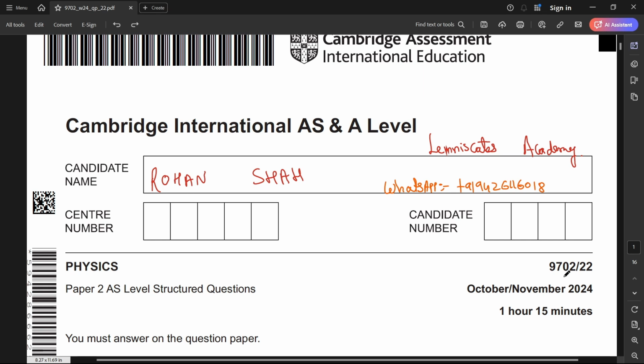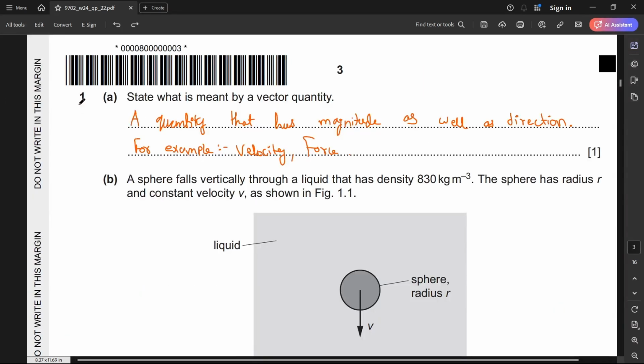Now, let's get started with the first question. In part A, we are asked to state what is meant by a vector quantity, a pretty straightforward question. A vector quantity is a quantity in which we have two different things: first of all, the magnitude, which tells you about the amount of that quantity, as well as the direction.